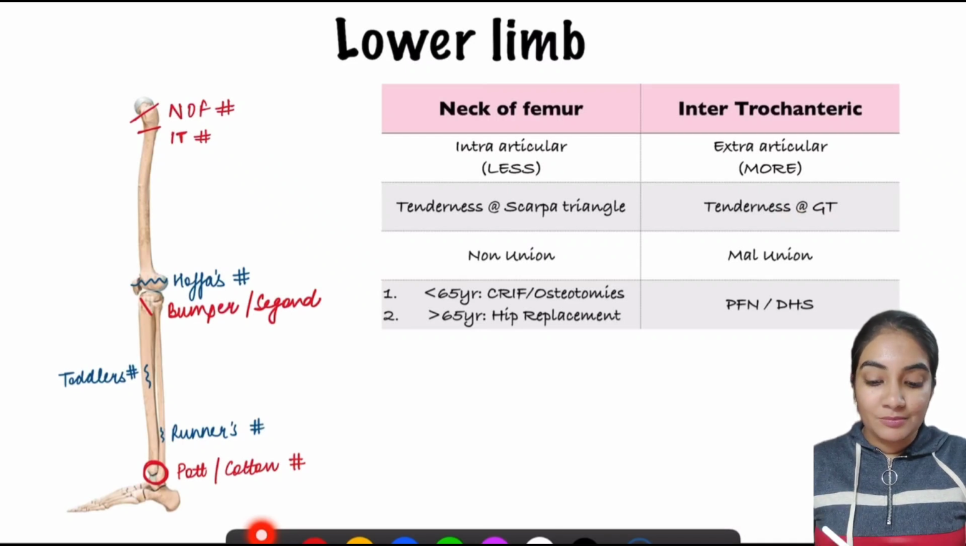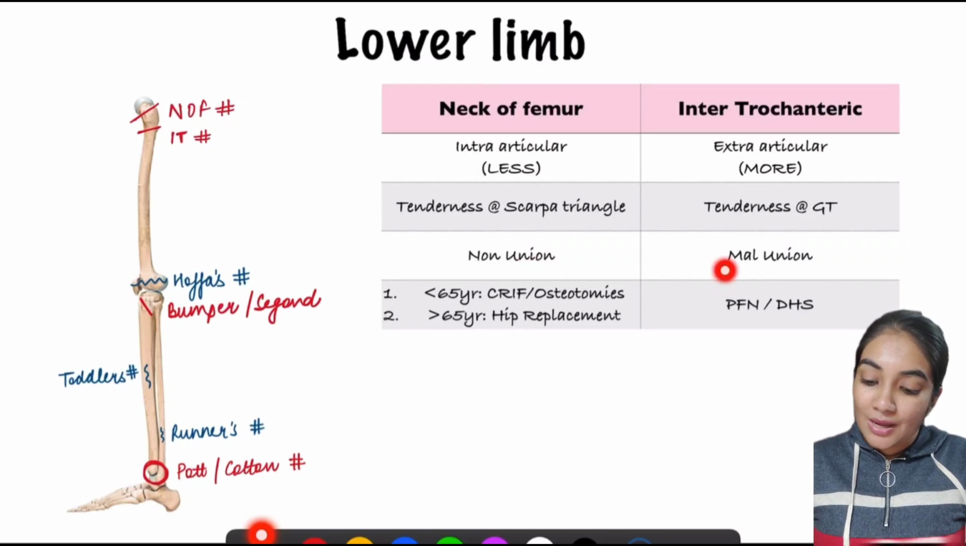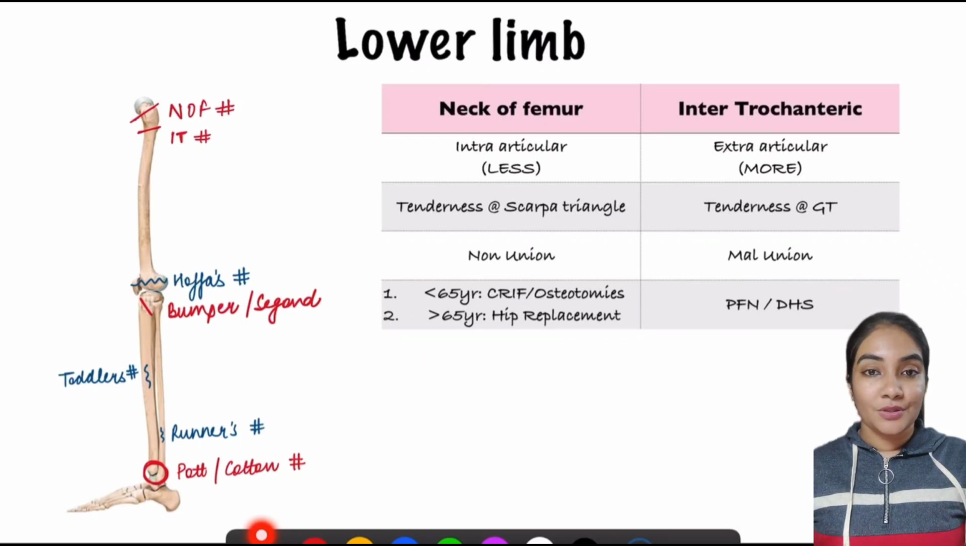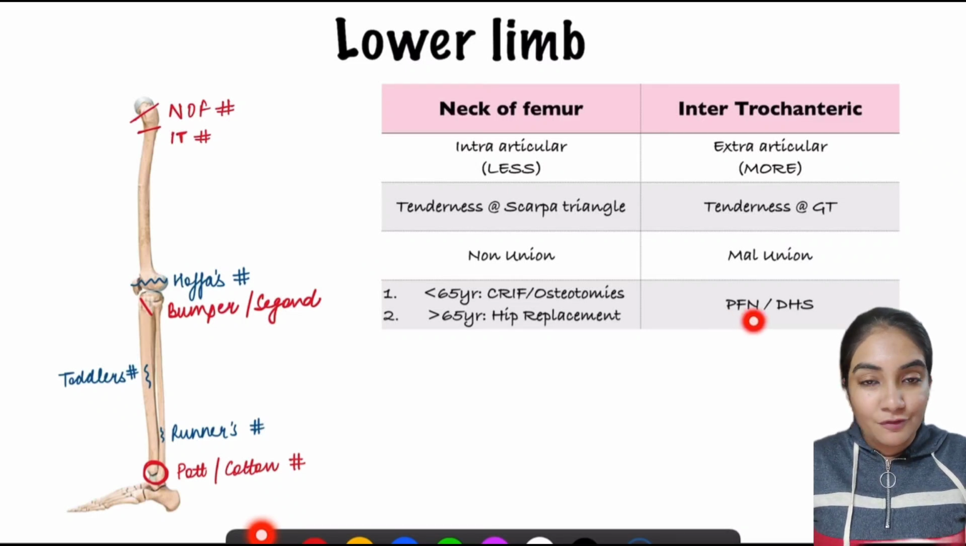Complication of neck of femur fracture is non-union. Intertrochanteric fracture undergoes malunion. Treatment is the place where most questions come from for these fractures. And this is not something you can mug up. It depends on clinical case to clinical case. We'll just study in a gist. For intertrochanteric fracture, no major surgery is needed. You just put a proximal femur nail or a dynamic hip screw.